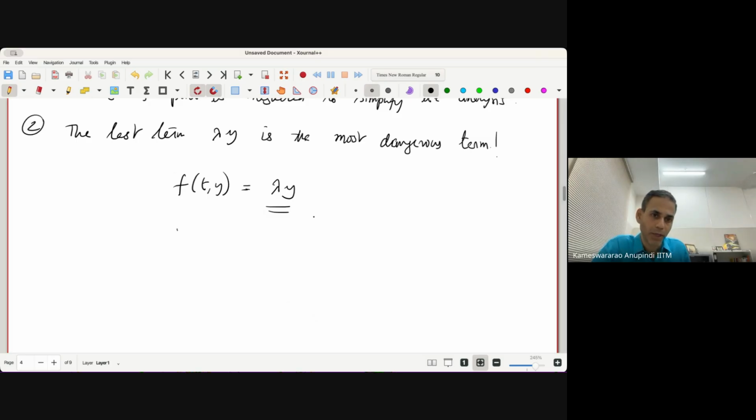If you go back, what we have is dy by dt equals f of t comma y, right? And then we have expanded this f of t, y about f of t naught, y naught, and we have done several terms, neglected all the second order terms.